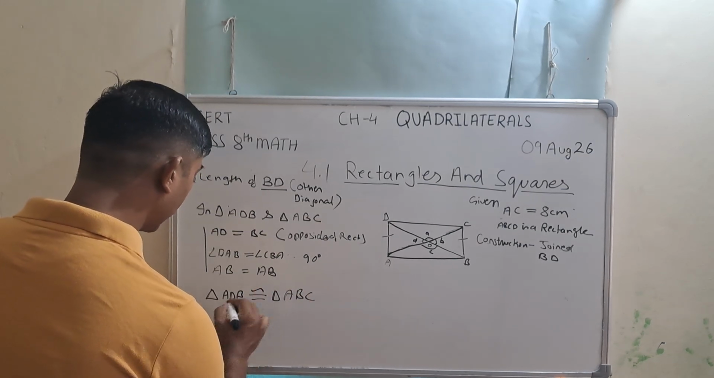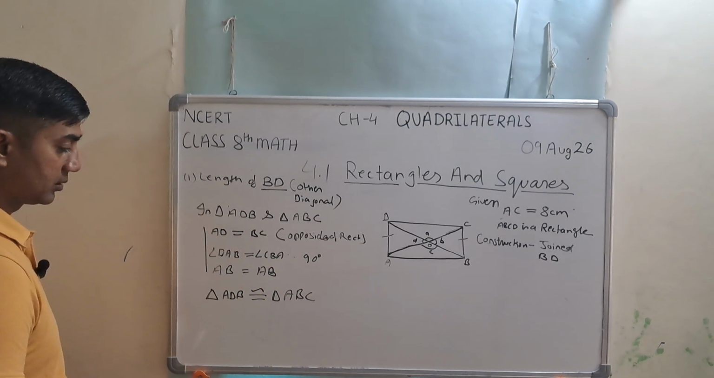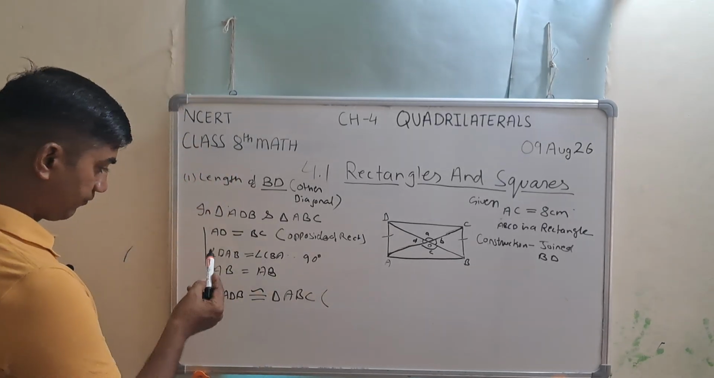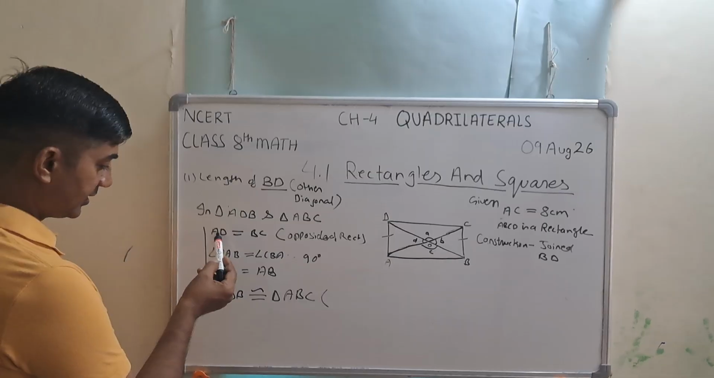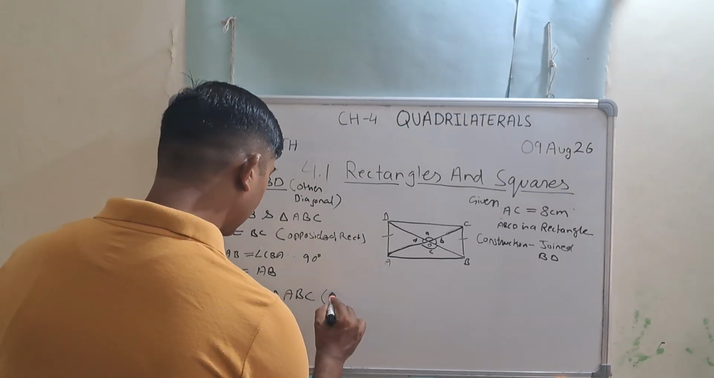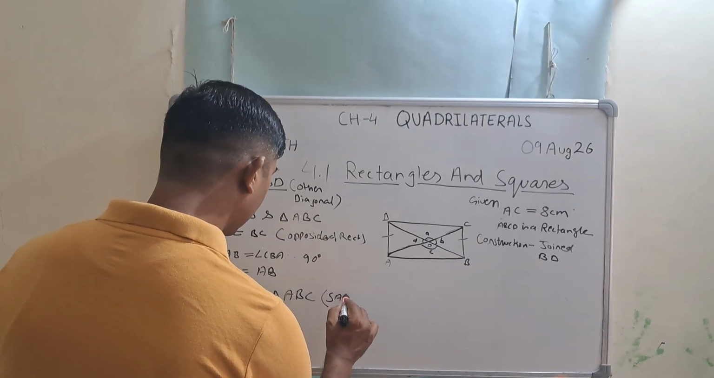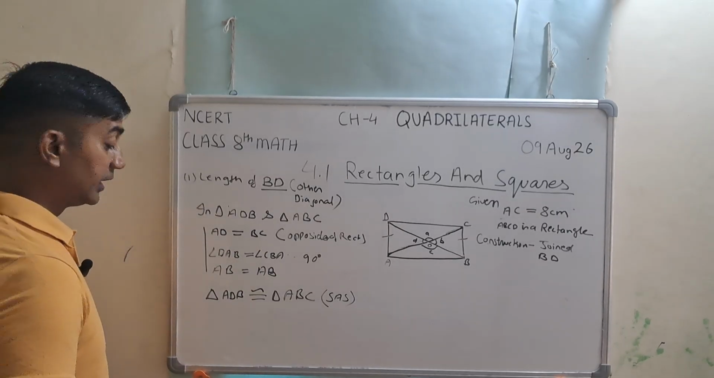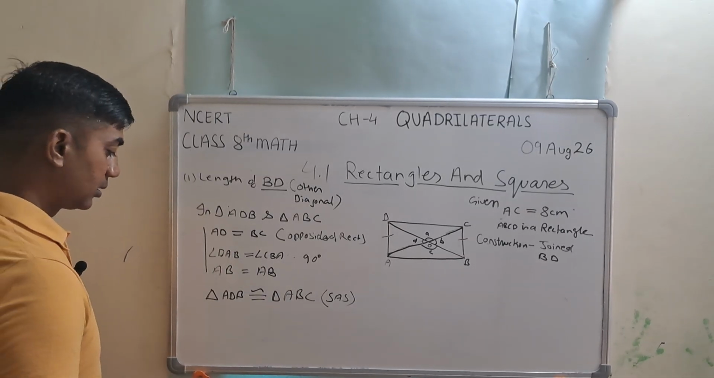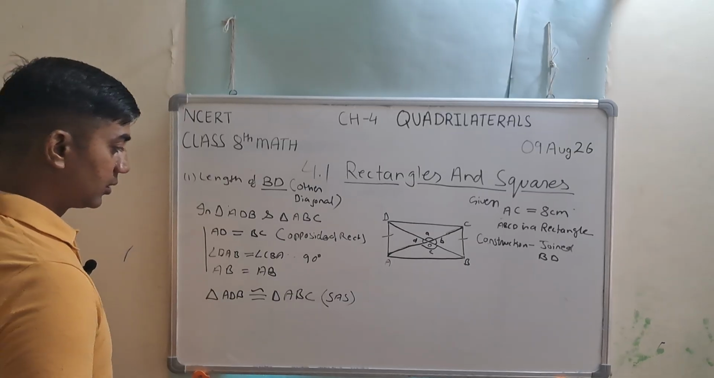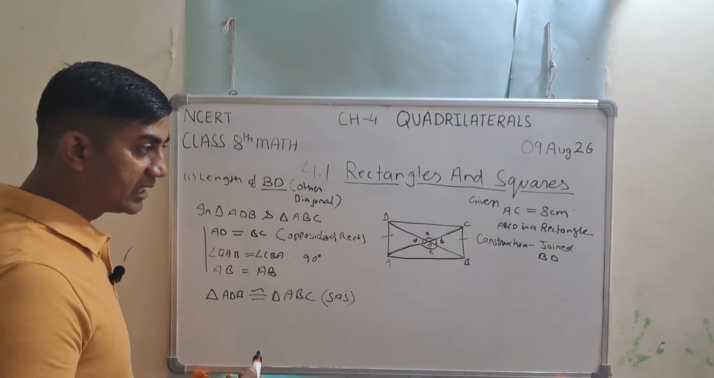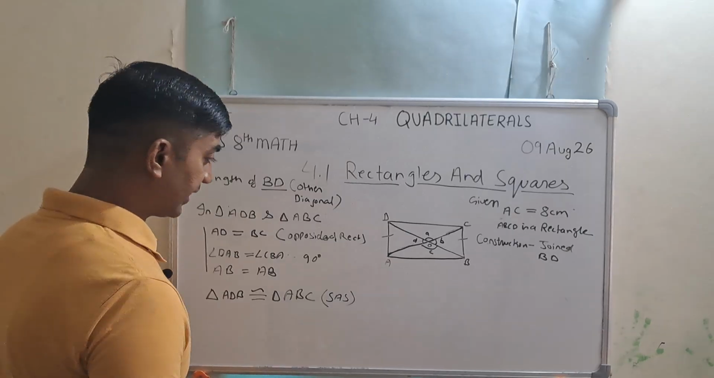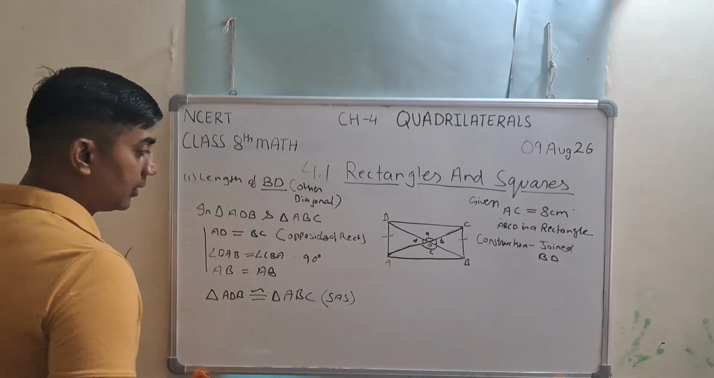ABC. Understood? These are the congruent triangles. And which property have we used? Side angle side. Understood? Side angle side criterion. These two triangles are congruent. So now we will see the CPCT, meaning corresponding parts of congruent triangles, right?